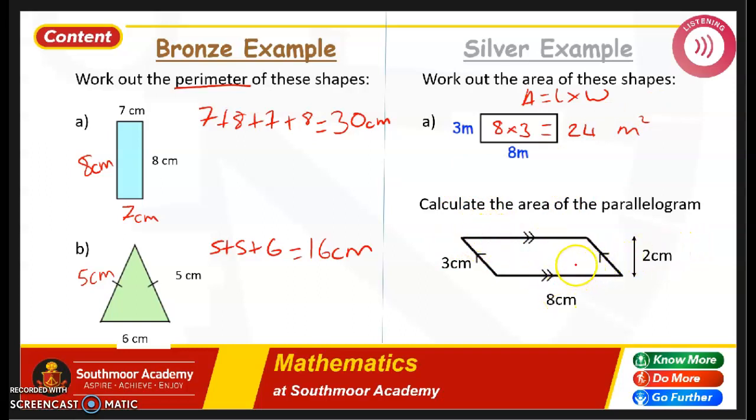Now we're going to calculate the area of a parallelogram. The area of a parallelogram is base times your perpendicular height. So base times the height. Here, the base is 8 centimetres and our height is 2 centimetres, okay? Your base and your height are perpendicular, meaning they will form a right angle. So here we're going to be doing 8 times 2, giving us 16 centimetres.